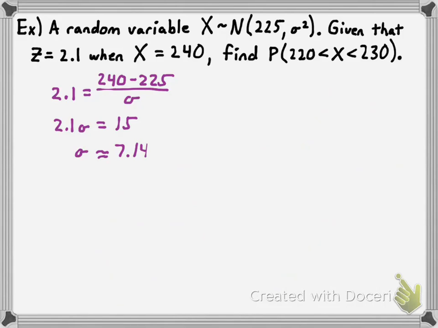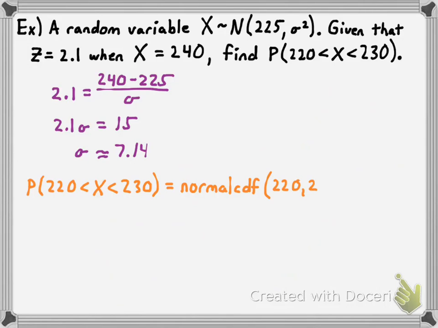And then, to find the probability that we're looking for, we'll use our normal CDF function as usual on our calculator, and we'll plug in our 220 and our 230 for the boundaries. We'll plug in 225 for the mean, and then we'll plug in the standard deviation that we just found. Now I'd prefer that you use the answer on your calculator rather than actually typing in 7.14. It'll give you a more accurate answer as far as the 3 significant figures is concerned. And we'll find that the probability that this data value is between 220 and 230 is about 0.516, about 51.6% chance.